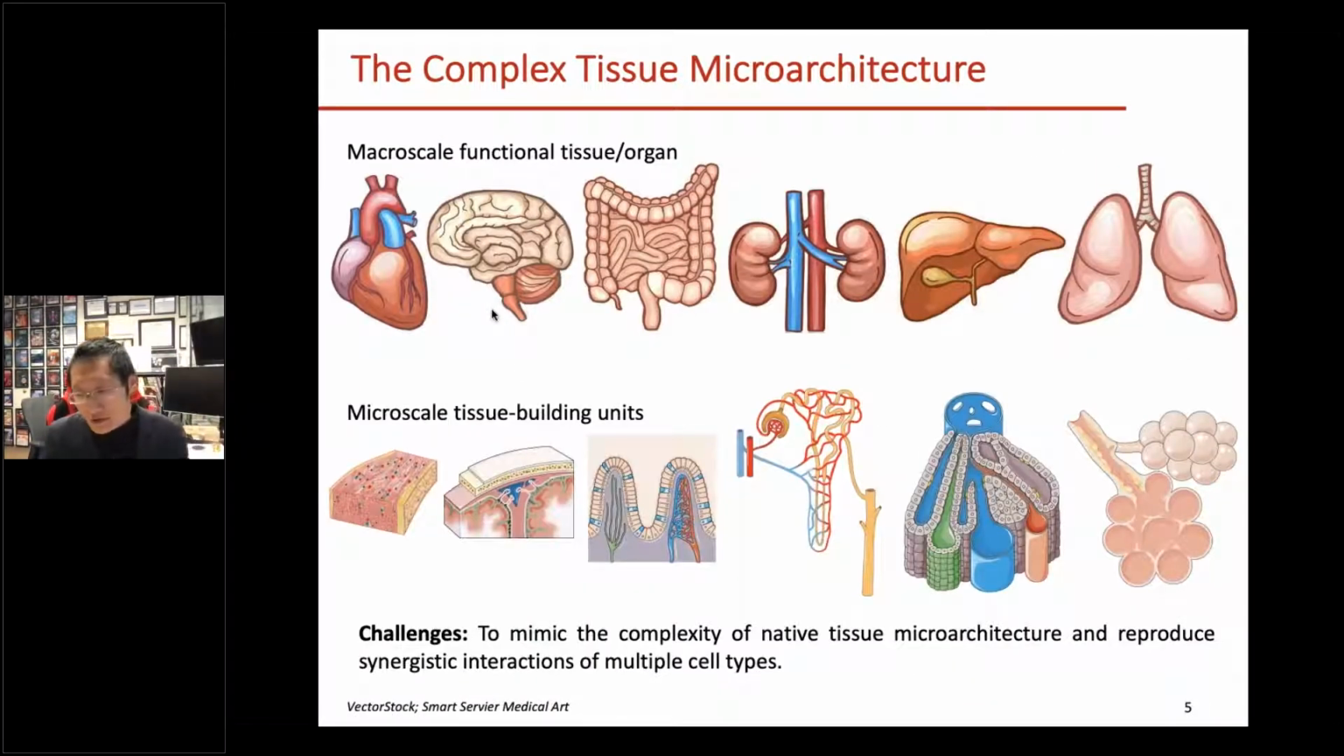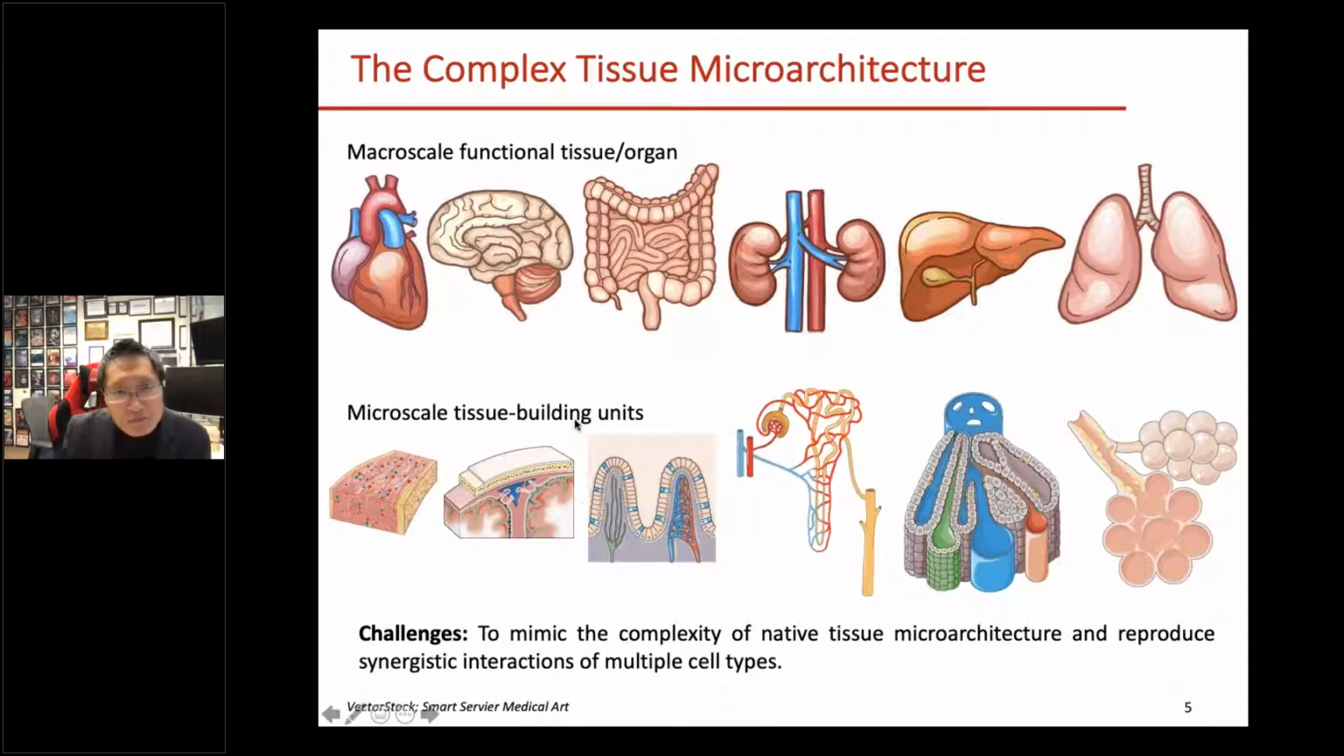So as we know, human organs are pretty complex, and their microscale tissue functional units are also complex, having multiple cell types coming together and multiple ECM types coming together in the right architecture in order for the microscale tissue to be functional. So the challenge here is really how to mimic the complexity of native tissue microarchitecture and how to reproduce the synergistic interactions of the multiple cell types.